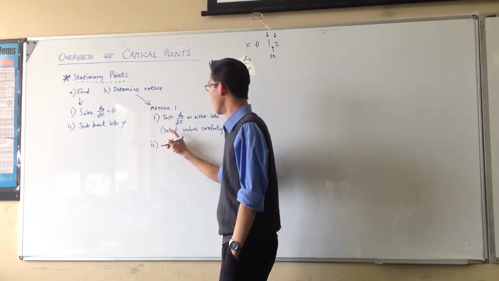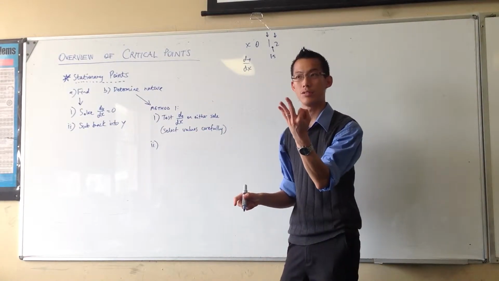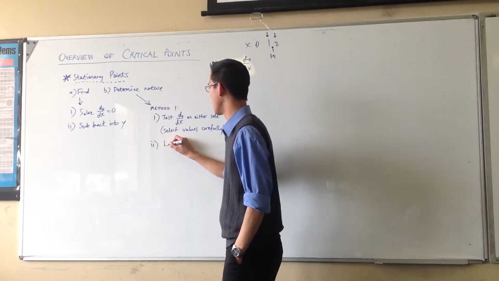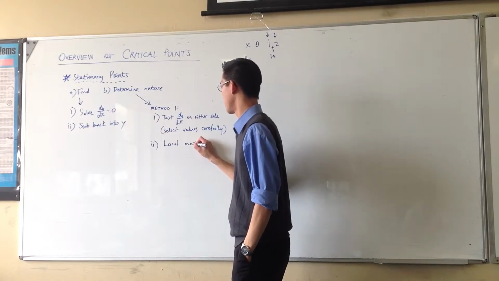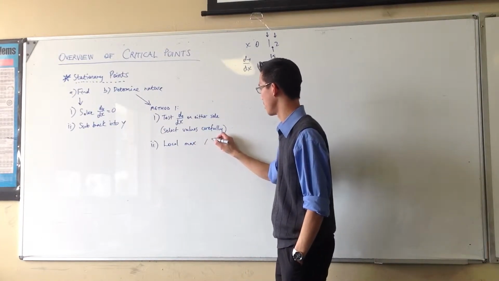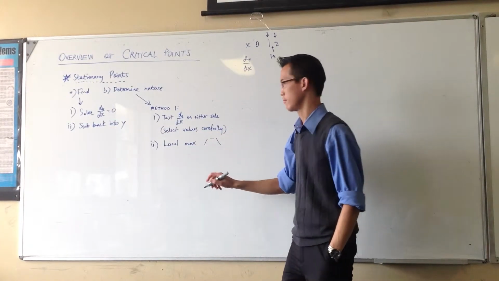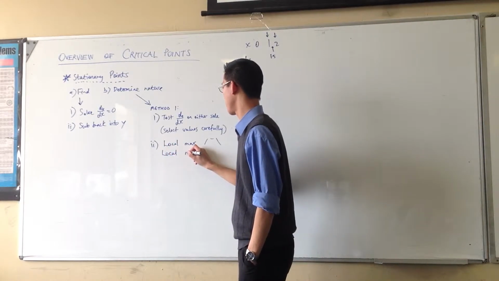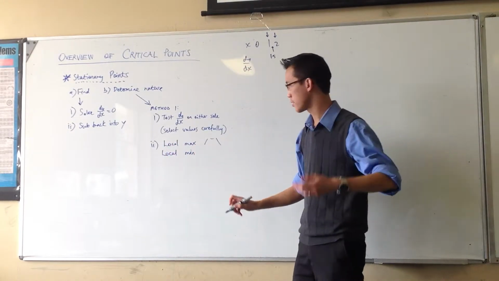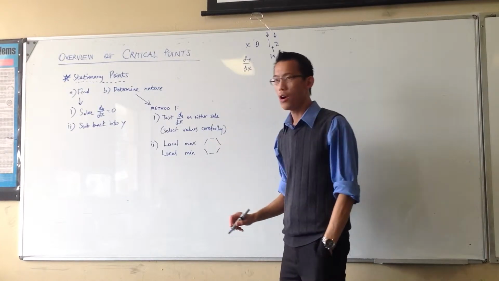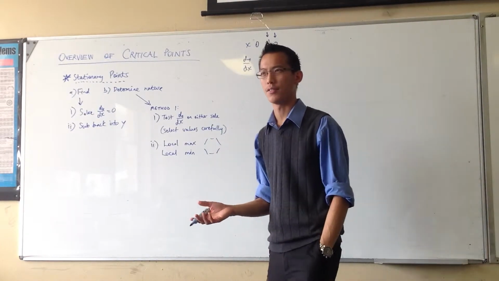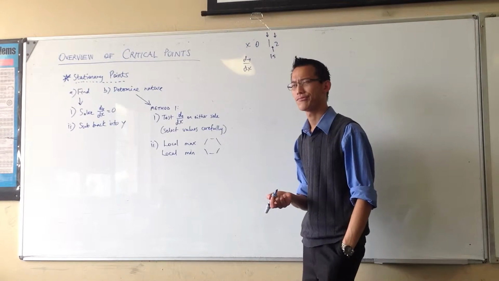Then, once you've tested it, you'll have one of three conclusions. Number one, it'll be a local max, because you go up, then across, and then down. Number two, it could be a local minimum, if you get the reverse. Or, what was the third alternative for a stationary point? What else could you have?